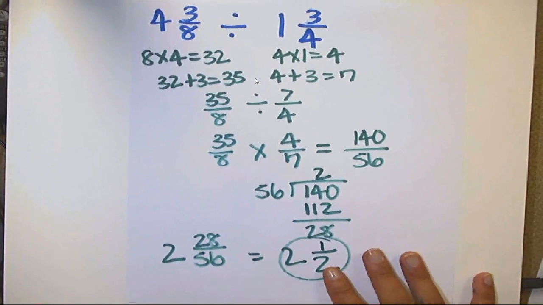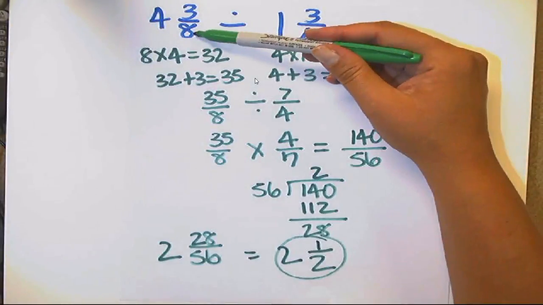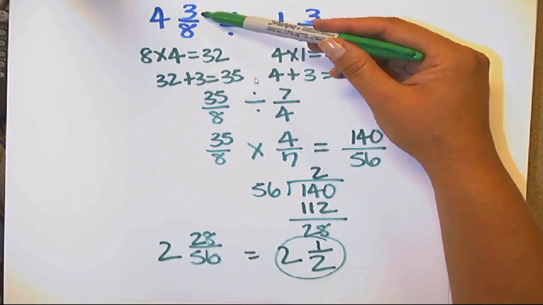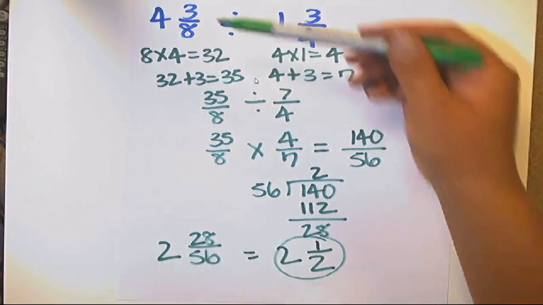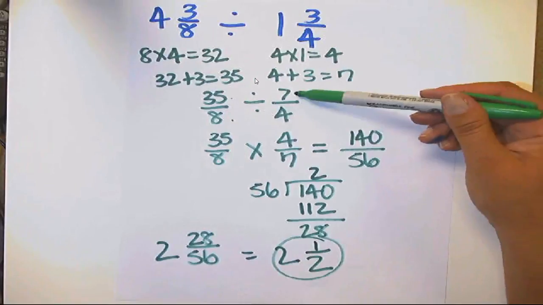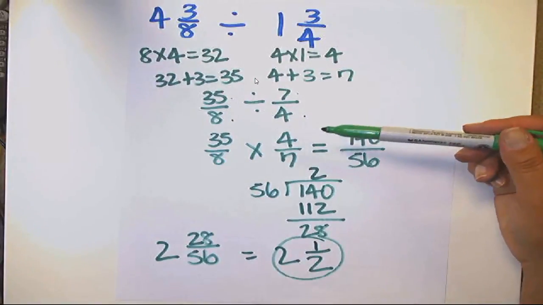So let's walk through this one again. I had my original problem that had whole numbers involved. So the very first thing I wanted to do was get rid of those whole numbers. In order to do that, I took my denominator, multiplied it by that whole number, and added my numerator. When I did that, over here I got 35/8, and over here I got 7/4. So here was my new problem that was whole number free.